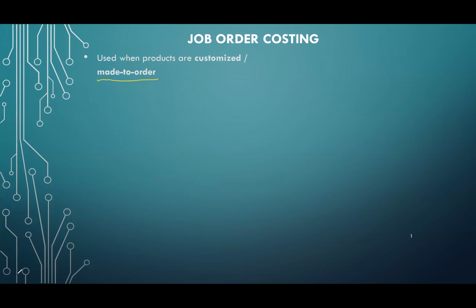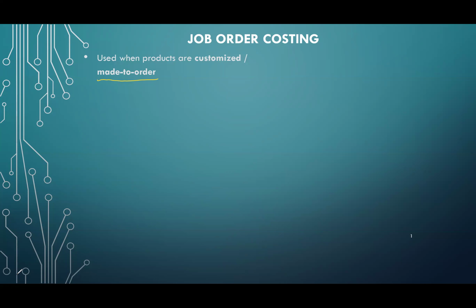The nature of my business is such, for example, I am a hospital. Okay, lots of patients come, but no two patients are the same. So I have to track their material, their labor, their overhead individually. Similarly, if I'm a construction company and I'm making a school and at the same time a bridge, I have to track the cost separately.